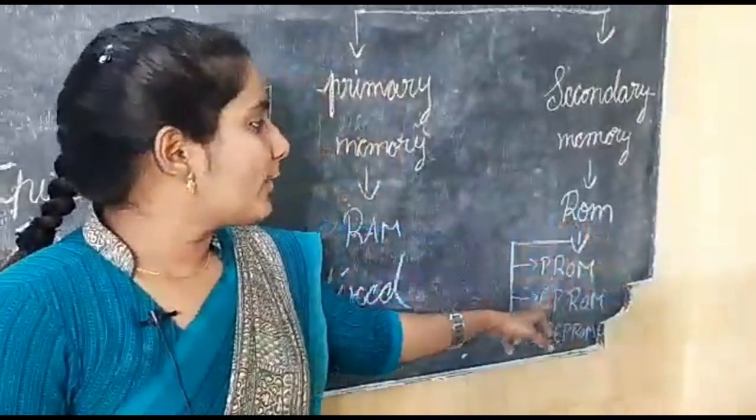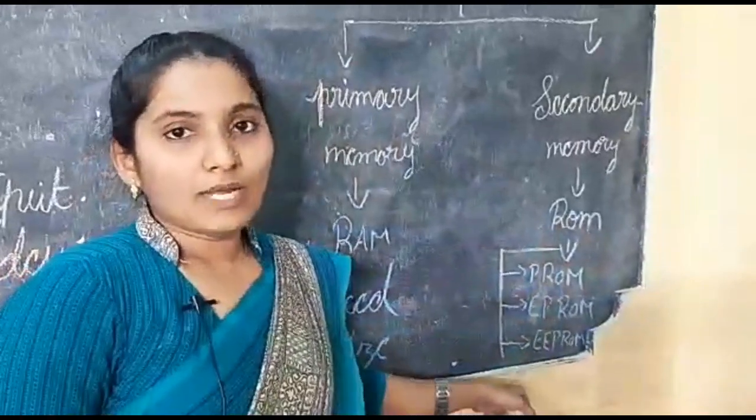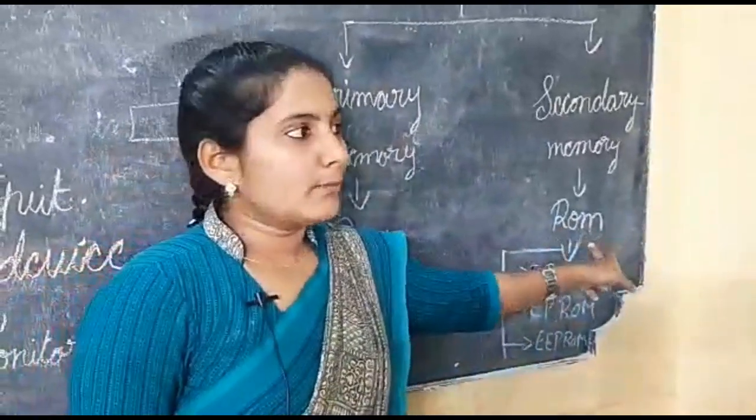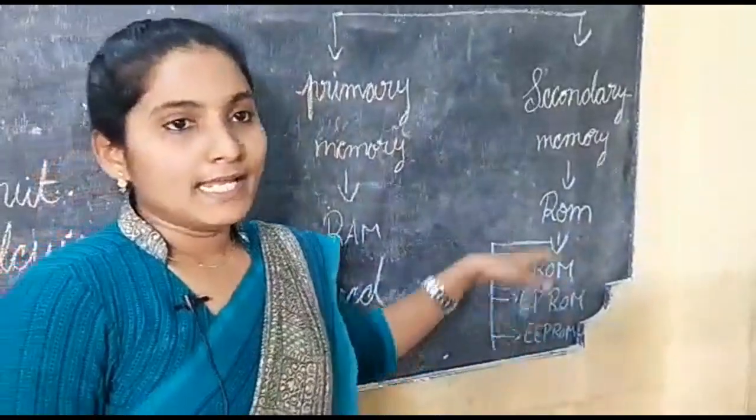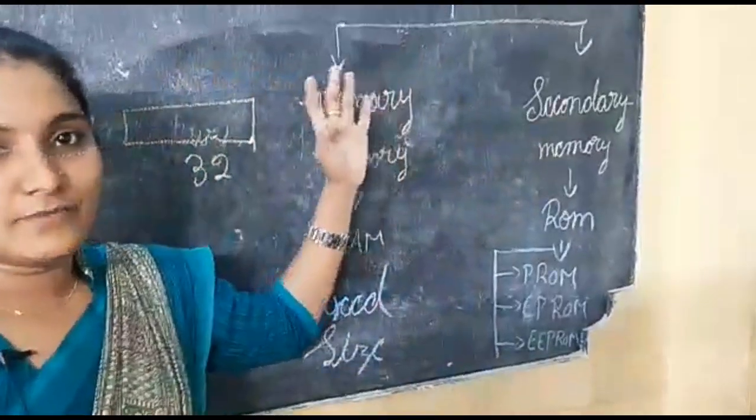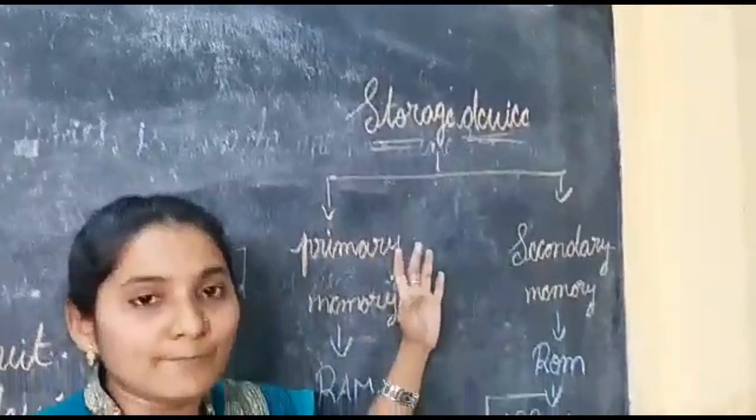It is like RAM, which has 3 types. Okay, ROM means read only memory. These are the 3 types of ROM. Okay, these are the storage devices we use for storing data in the computer.